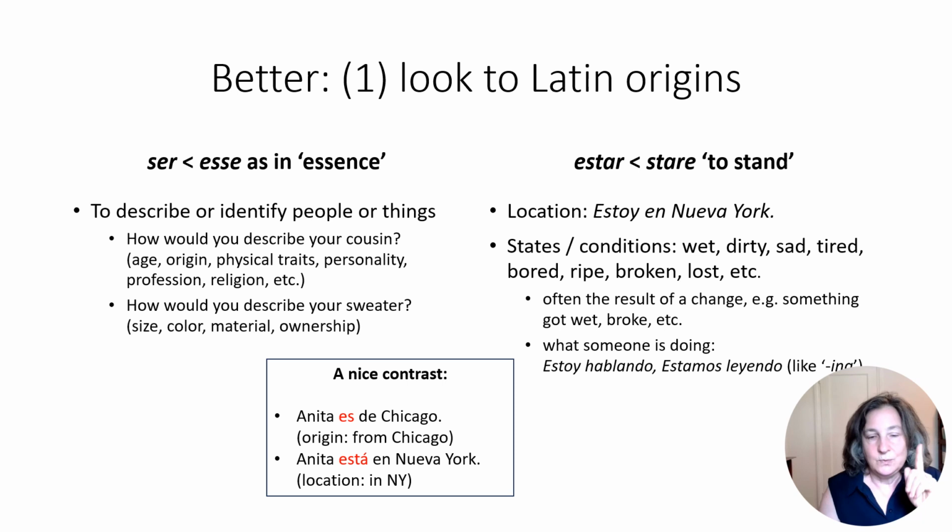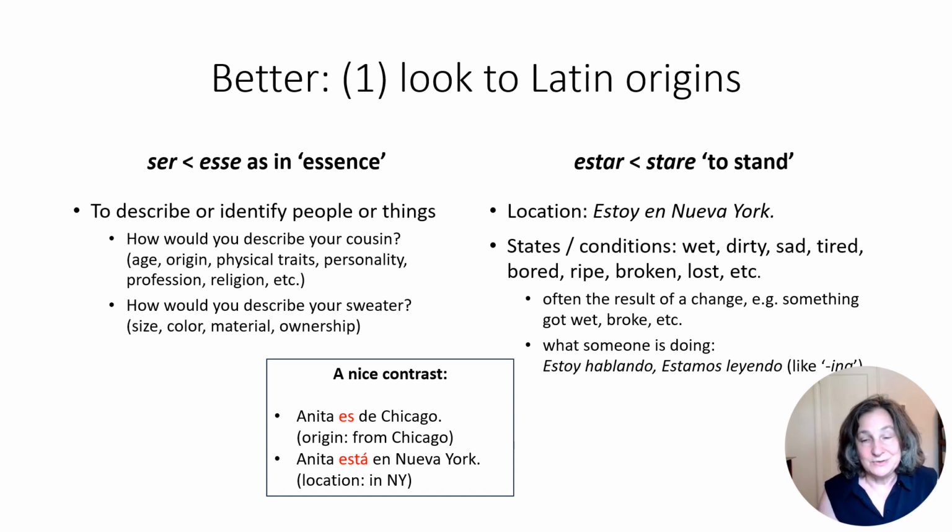And here we can see the nice contrast. If we're talking about Anita and we want to talk about her origin, that's an essence thing for her. So we say Anita es de Chicago. But if we want to talk about her location, that's in estar territory, and we say Anita está en Nueva York. Stare also sounds like the word state. That's where our word state comes from.